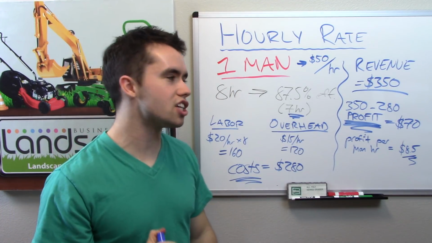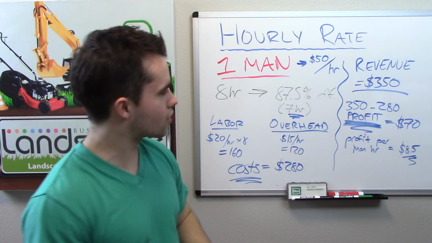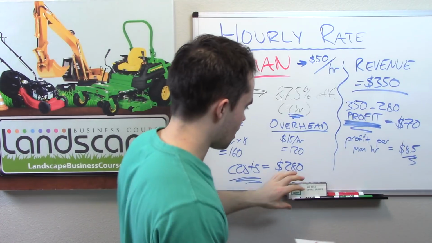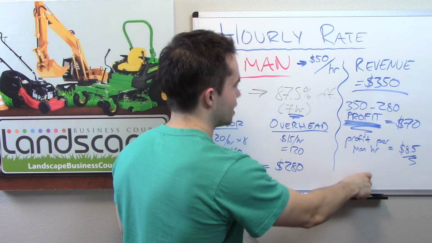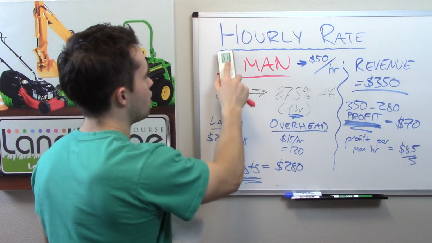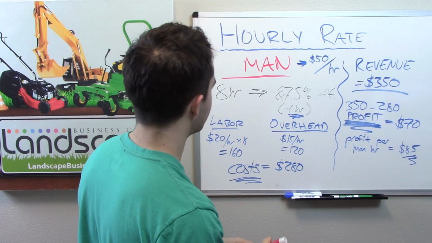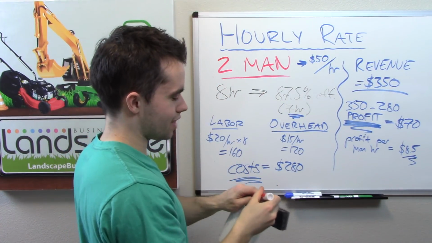Now let's see what changes when we look at the same example but for a two-man crew. All right? So let's work through this again together. Let's see if I don't have to erase the whole board here. I'll just try to do it piece by piece so you can compare. So now we're going to look at a two-man crew. Instead of a one-man crew, we are now going to change to a two-man crew and see what the differences are in profits as well as how your hourly rate can change.